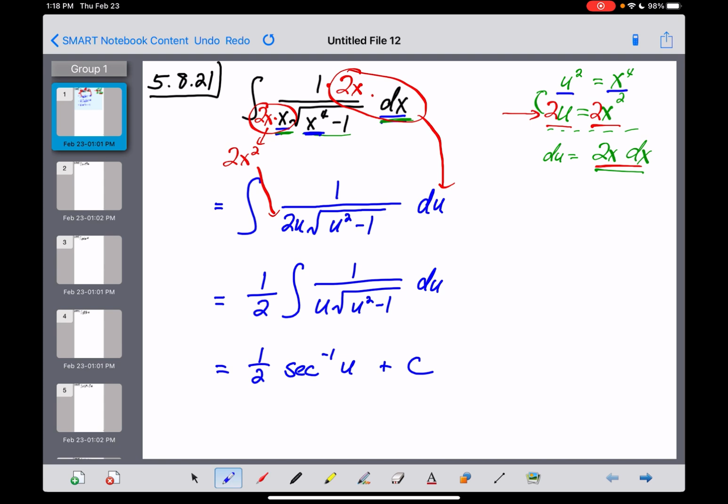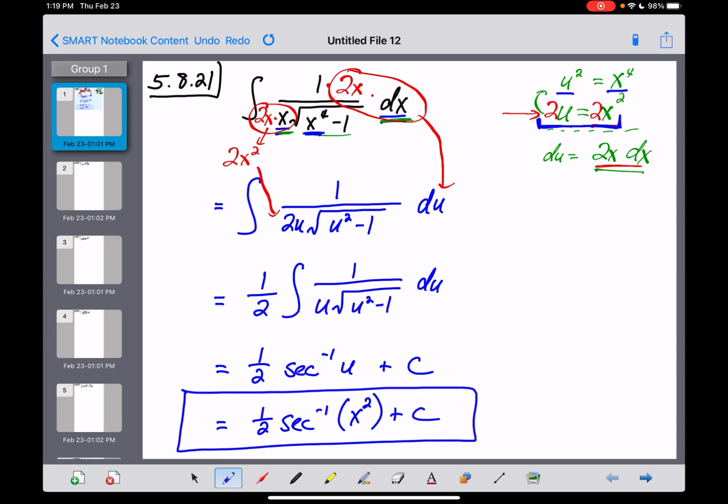And all we have to do now is go back to what I had right here, but ignore those red 2's. U was equal to x squared, so we'll have a 1/2 times the inverse secant of, and again, u was x squared, and a plus c, and that's going to be our answer there for problem number 21.